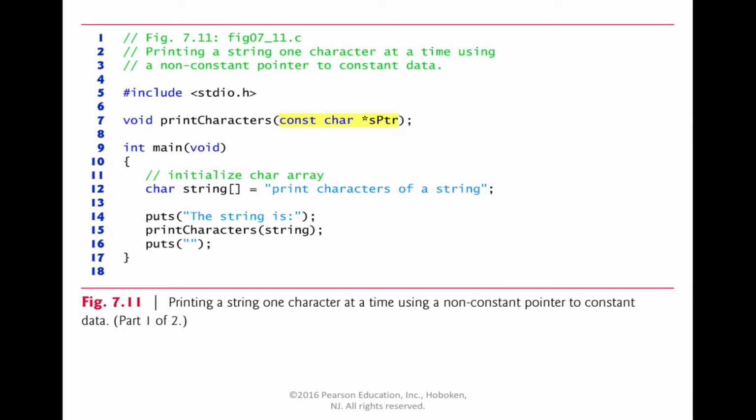So let's take a look at our prototype, because that's the big thing here. We've got a void again, because we're not returning a value. It's a constant character pointer, so it's a pointer to a character constant. In the main function, we've set up an array of characters called string, and we are going to output the literal, the string is, and then the result of the printCharacters function, and then a new line.